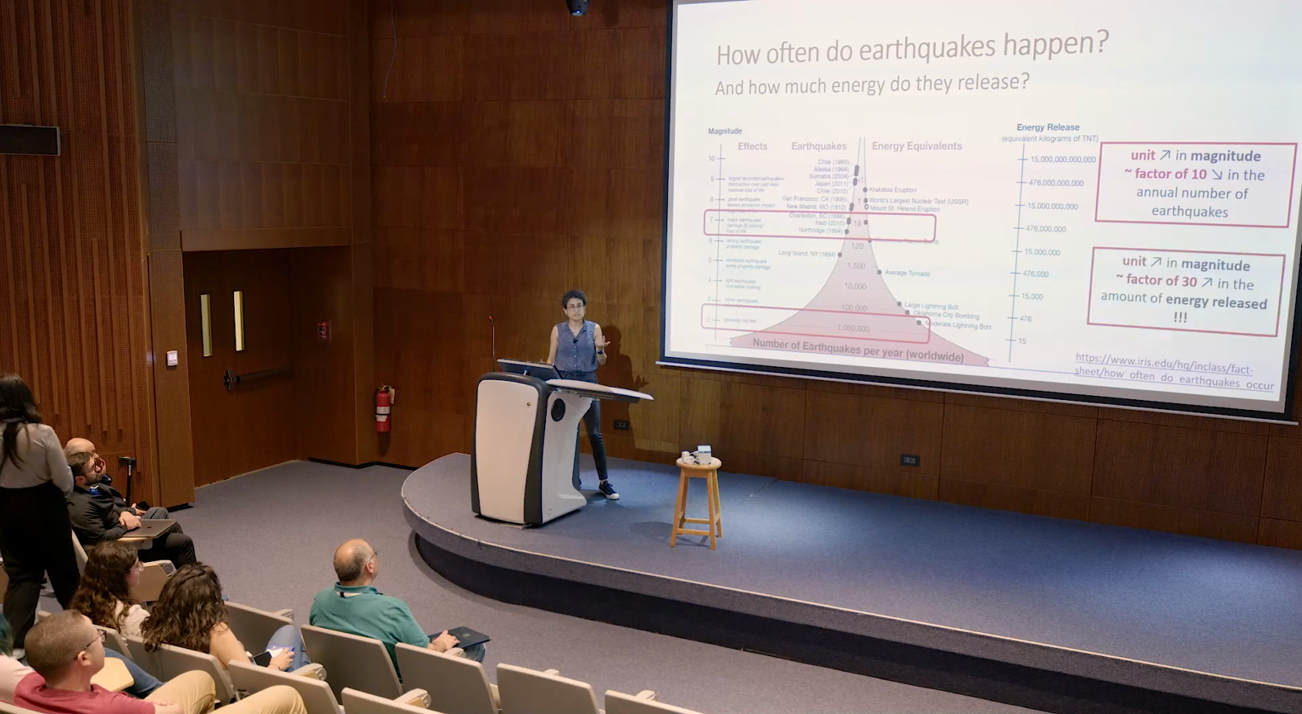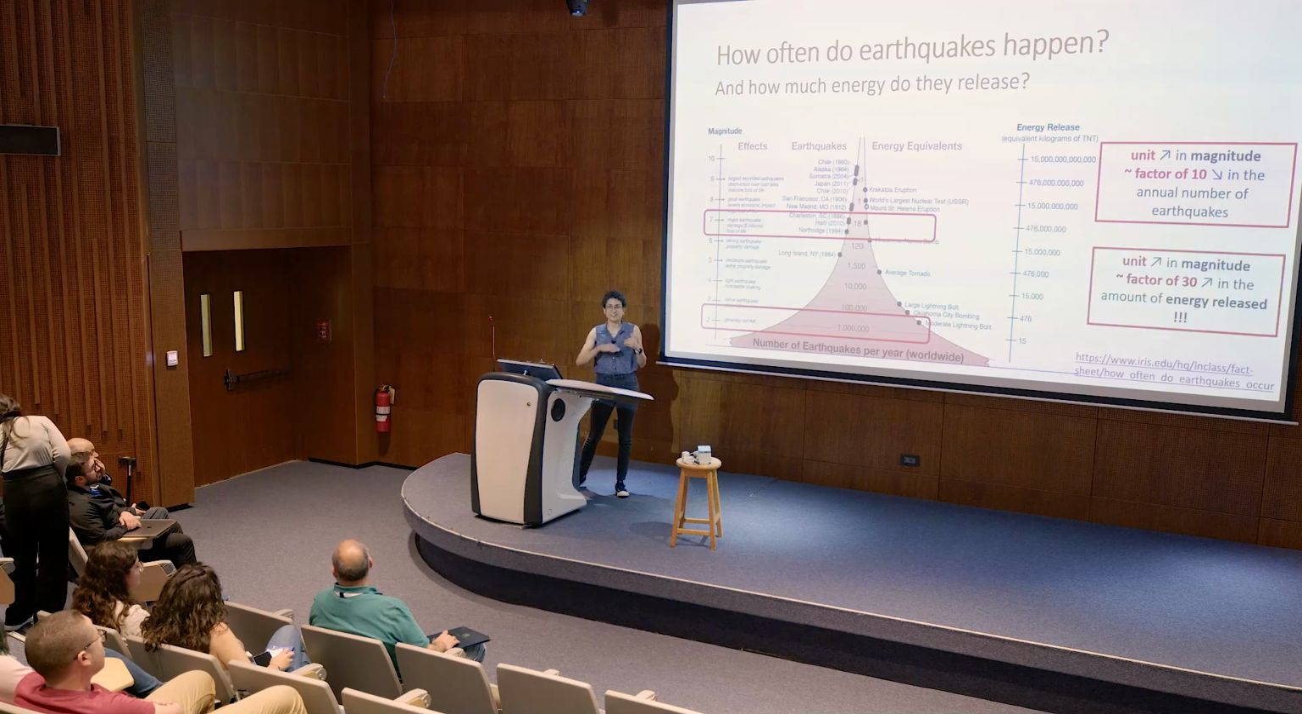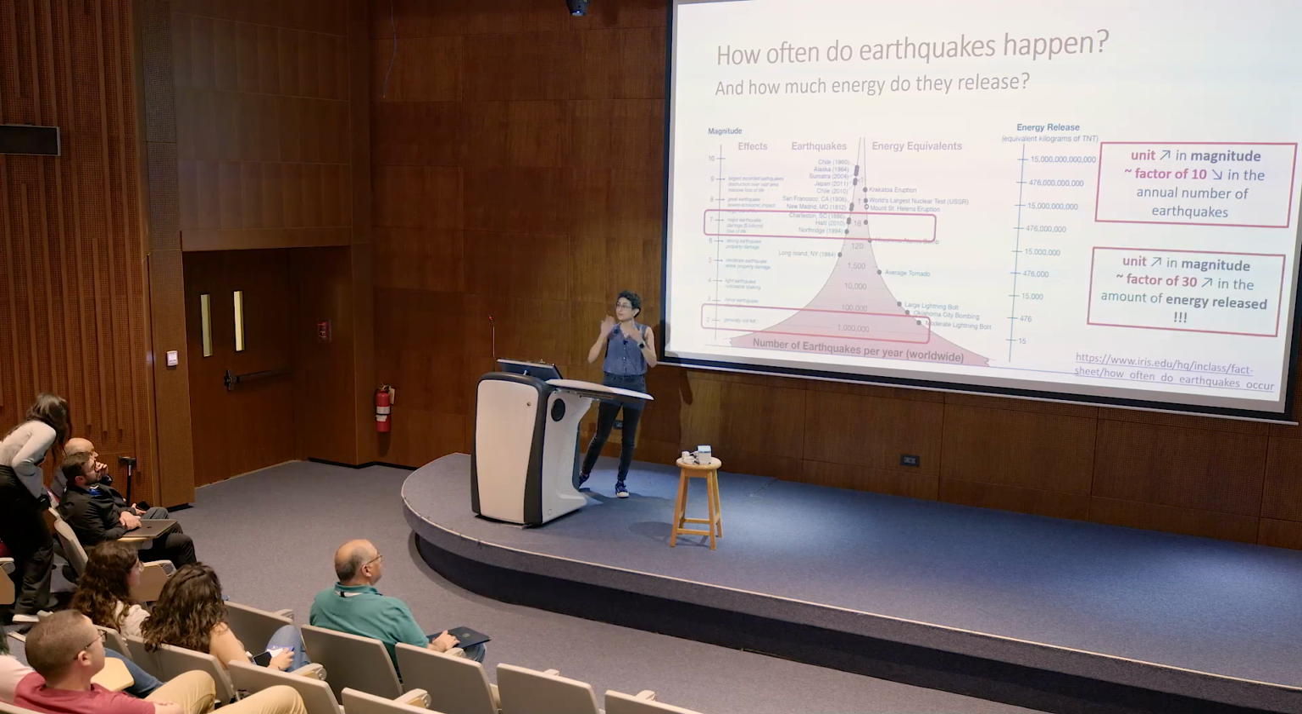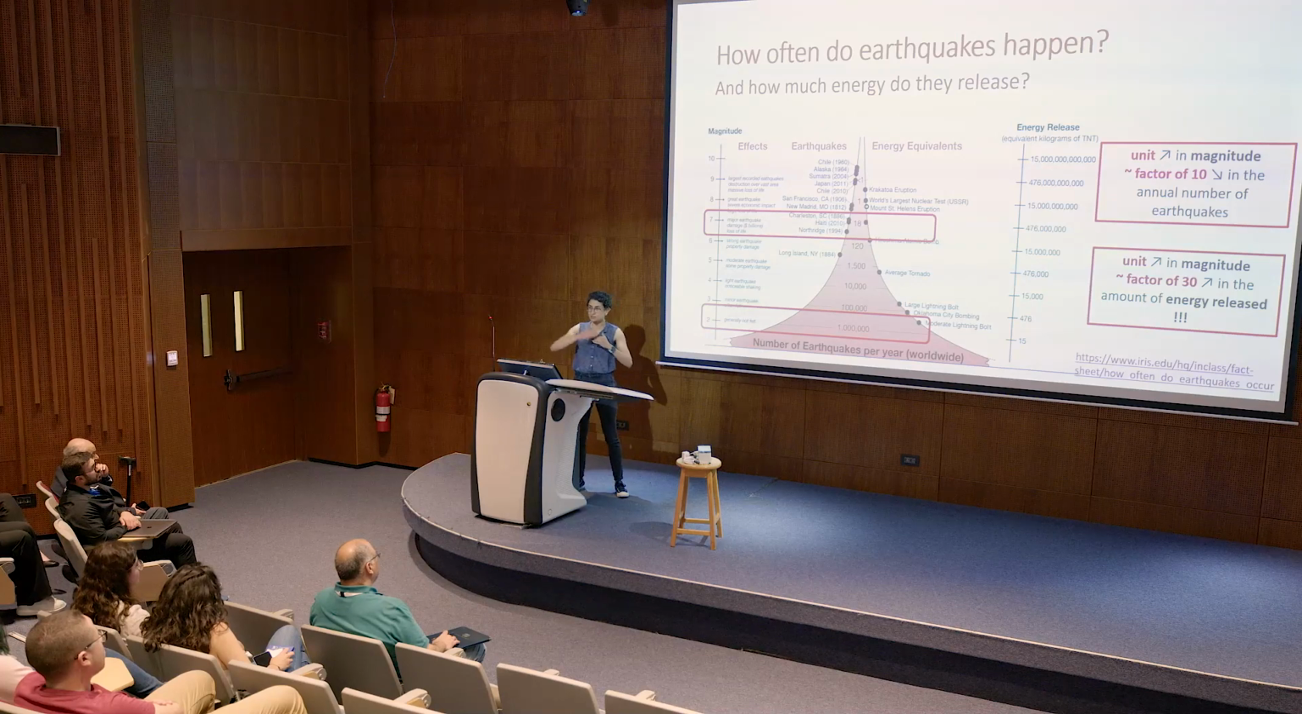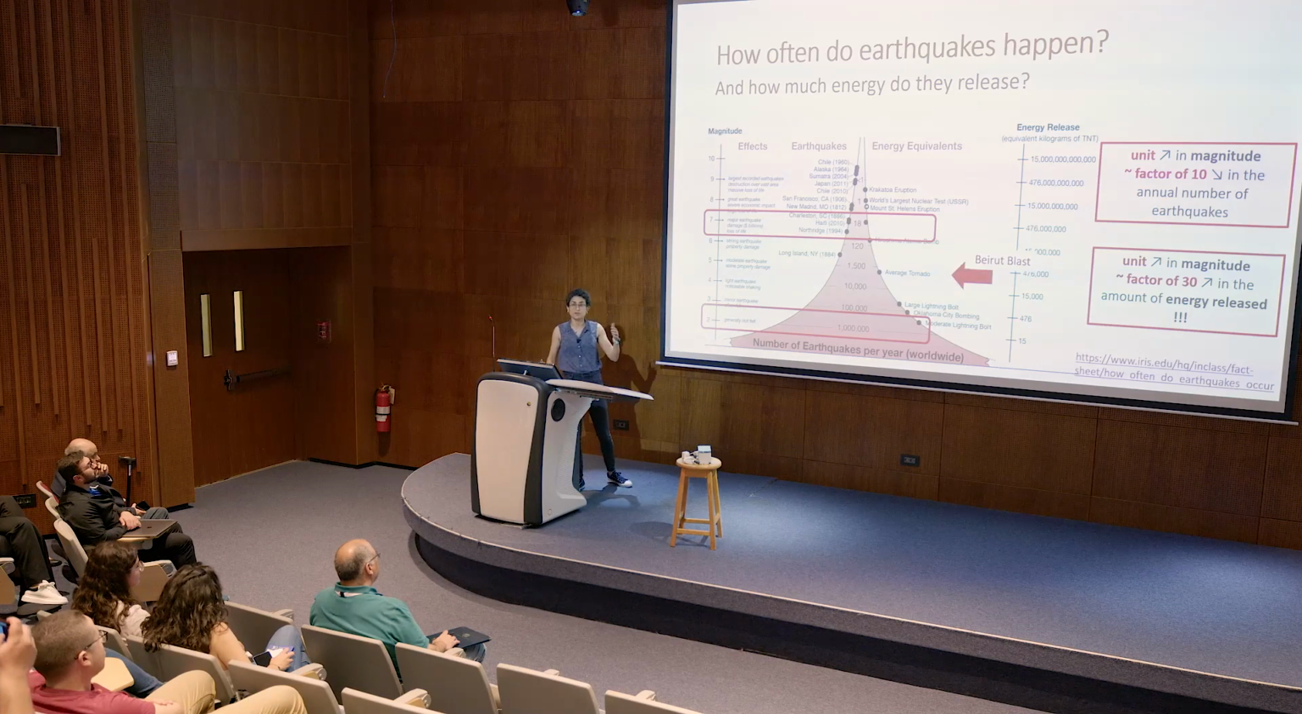With every unit increase in magnitude, there's also a 30-fold increase in the amount of energy released. So you can imagine the exponential increase in the amount of energy released. And for comparison, the Beirut blast released energy that amounted to the equivalent of a magnitude 4 or 5 earthquake. So a magnitude 7 event would be about 1,000 times more energy being released.